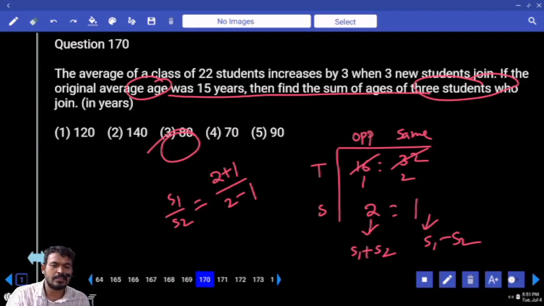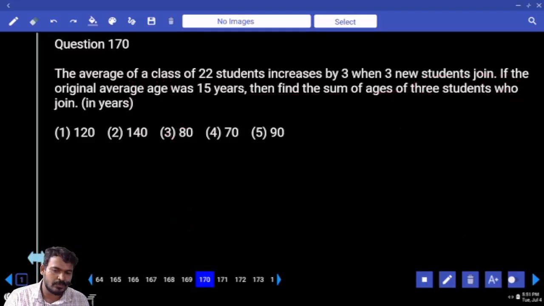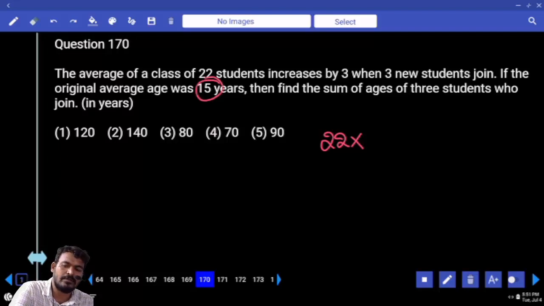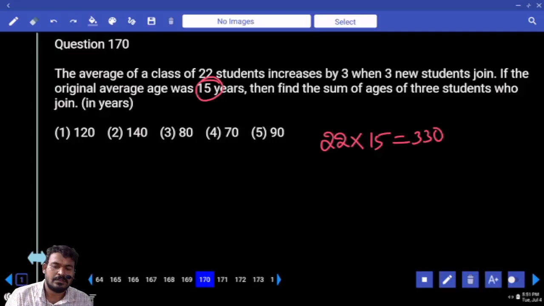Next, question number 170. The average of a class of 22 students increased by 3 when 3 new students joined. If the original average age was 15 years, find the sum of the ages of the 3 students who joined. Initially, how many students are there? 22 students. What is the original average? 15. 22 into 15 gives the sum, 330. That is the initial sum of the 22 students.